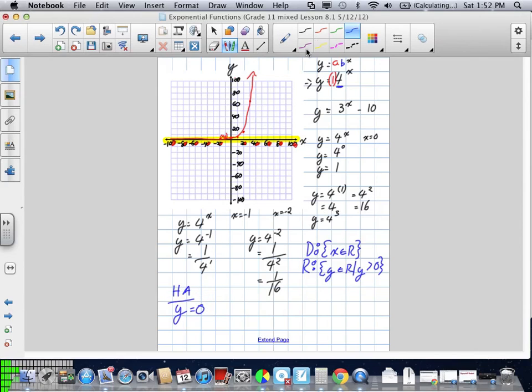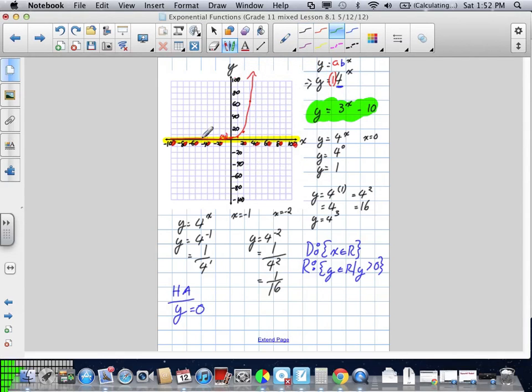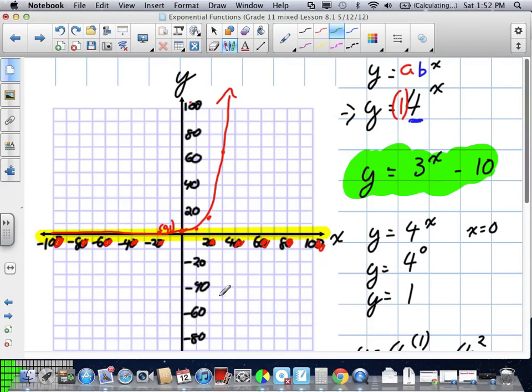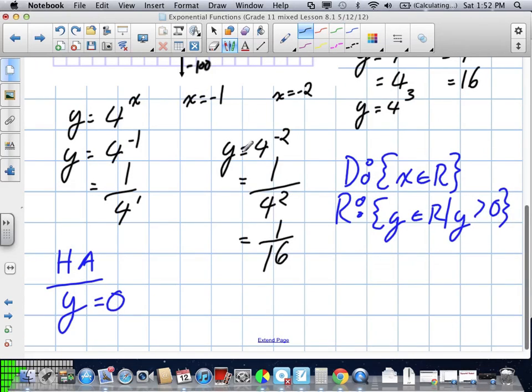Now, in my second equation here, I know I drew it in, we just didn't really talk about it yet. Here's our second equation. Again, it's the number 3, so a little different. Pen and green. Okay. Now, this idea, and we'll scroll down here so we can see it. It's 3 to the power of x minus 10. So let's talk about that idea. Y is equal to 3 to the power of x minus 10.